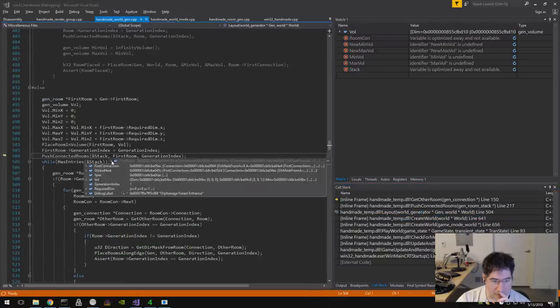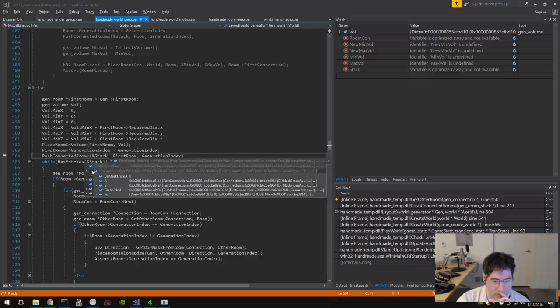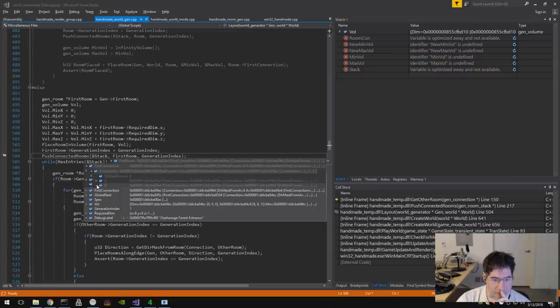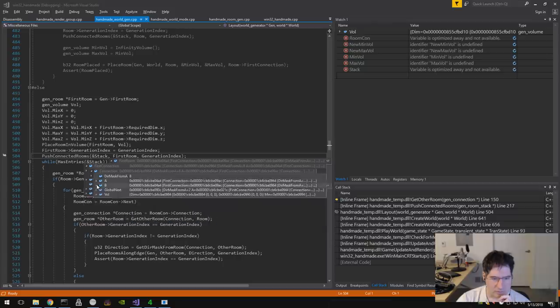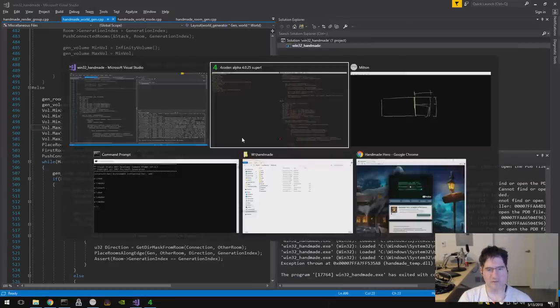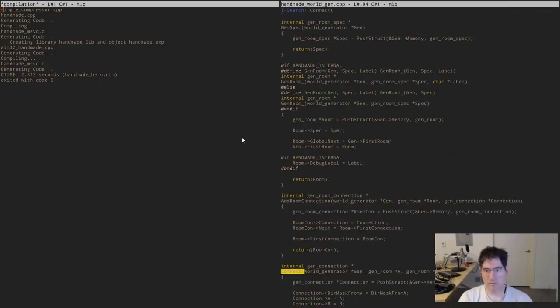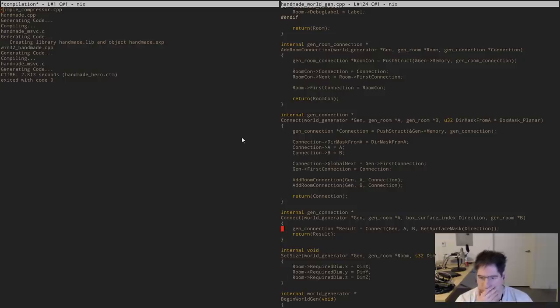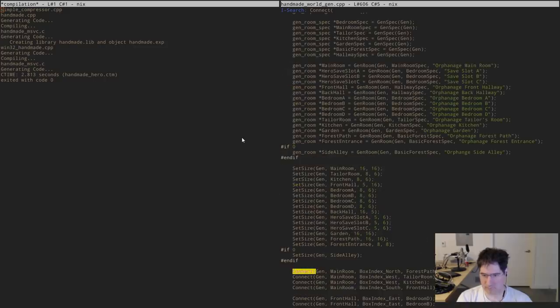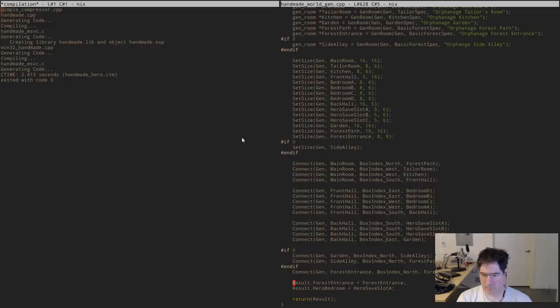Push connected rooms from the first room. Orphanage for its entrance. Whoa. What? What did I do? Did I mess up something in the connect call? Okay, so that's not great, to say the least.